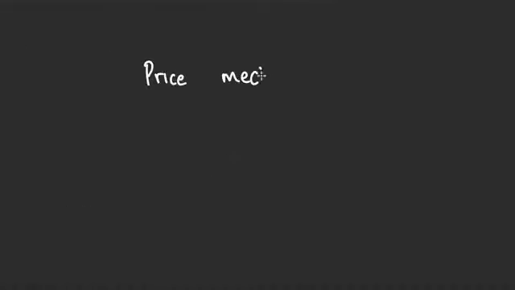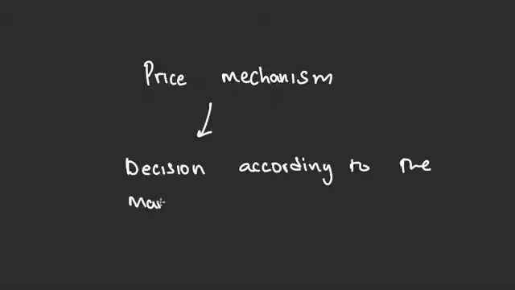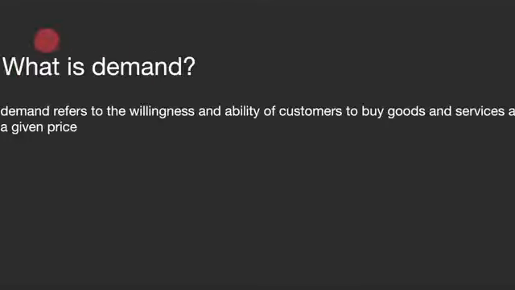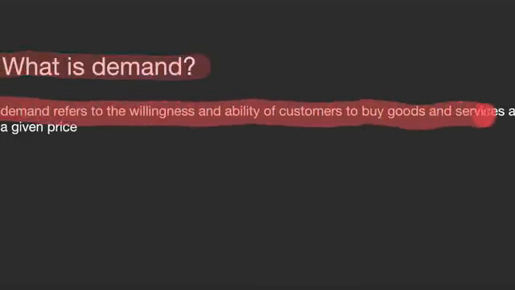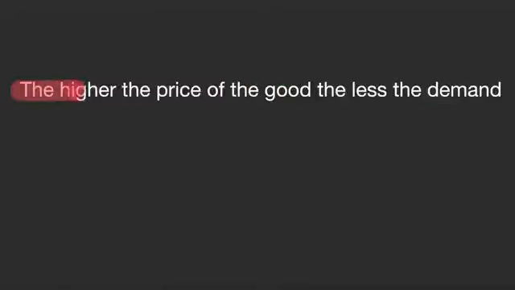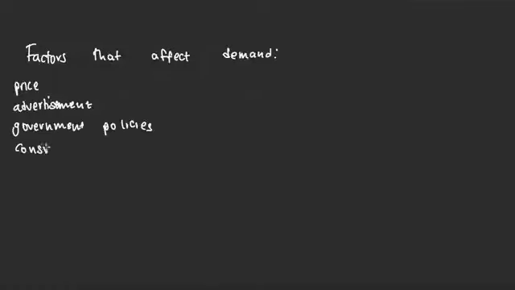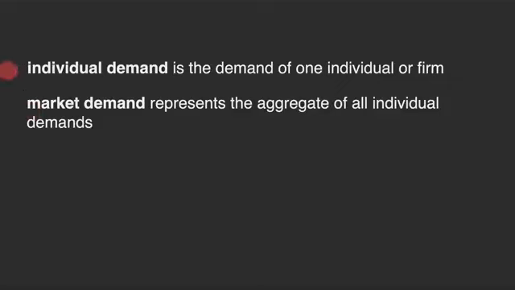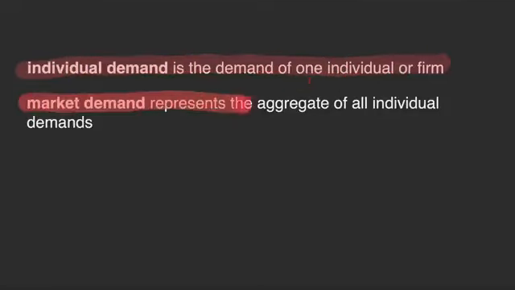The price mechanism is simply when I make a decision according to the equilibrium point where the supply and demand curves meet. What is demand? Demand refers to the willingness and ability of customers to buy goods and services at a given price. The higher the price of a good, the less the demand. Factors that affect demand are price, advertising, government policies, consumer tastes, consumer income, price of substitutes, interest rates.